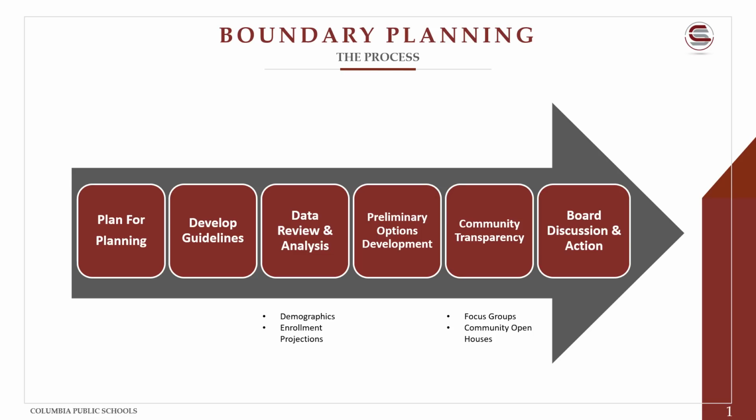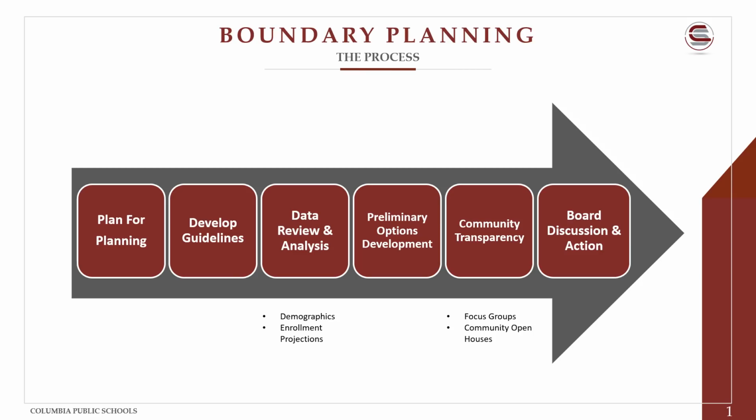This was presented to the school board back in the early fall of 2018. We began with a plan for planning work session where we determined milestones and timelines for the entire process. The school board then developed some guiding principles for us to use to develop options. We then began to review data and performed school-by-school enrollment projections for a 10-year period. We then developed preliminary options internally using the school board guidelines as a framework.